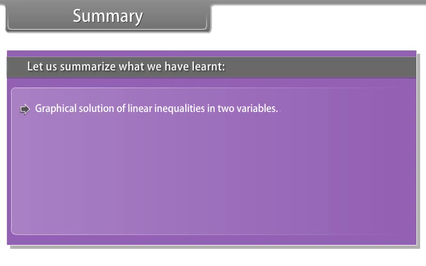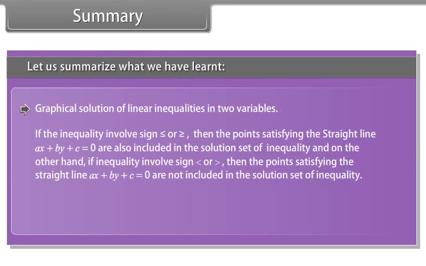Graphical solution of linear inequalities in two variables. If the inequality involves the sign less than or equal to, or greater than or equal to, then the points satisfying the straight line ax plus by plus c is equal to 0 are also included in the solution set of the inequality. On the other hand, if the inequality involves the sign less than or greater than, then the points satisfying the straight line ax plus by plus c is equal to 0 are not included in the solution set of the inequality.